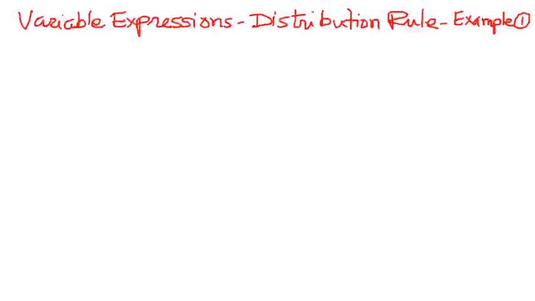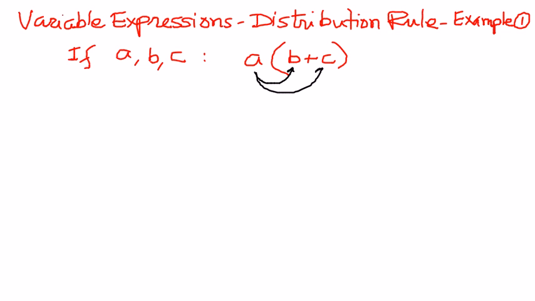Let me explain this. If we have three terms like this, a, b, and c, and if a, b, and c are real numbers, then we can write the distribution rule as follows. If these three numbers are connected in a way which is shown here, a times b plus c within parentheses like that, the distribution rule is telling us that the term which is outside of the parentheses will be multiplied to every one of the terms inside the parentheses.